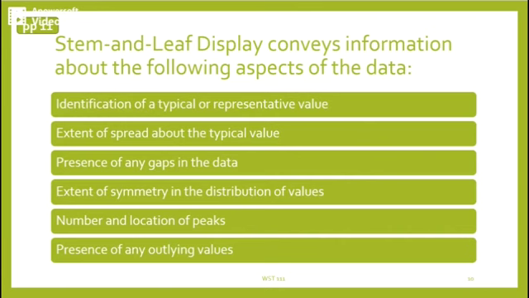The stem and leaf display conveys information about some aspects of the data. The first being, you can identify a typical or representative value. You can see the extent of the spread about a typical value. You can see if there are any gaps in the data, if there is any symmetry in the distribution, the location and number of peaks, and the presence of any outlying values.